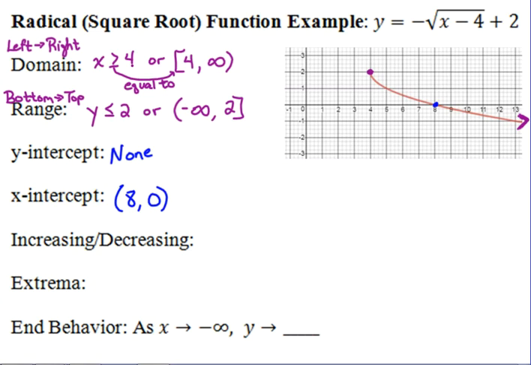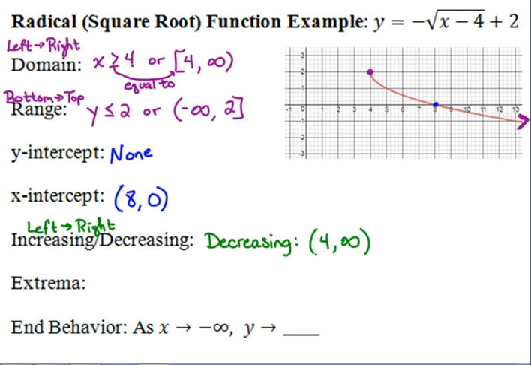Okay, increasing or decreasing: we still always look left to right. As we move from left to right, our graph is always moving downward. So this one is also decreasing, like our first example was. But it's not decreasing for all real numbers, because we're not defined for all real numbers. We are only defined starting at 4 and going to positive infinity.